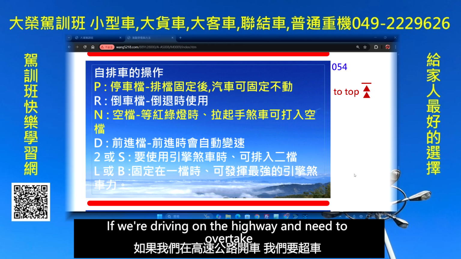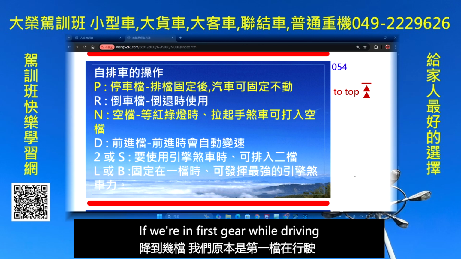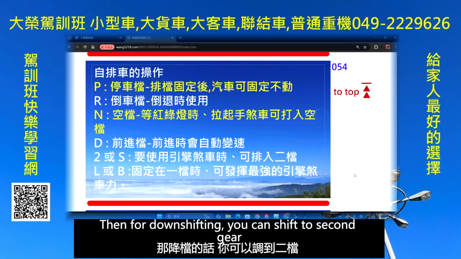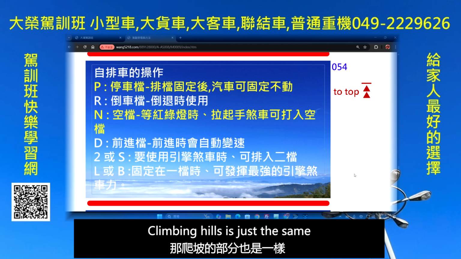If we're driving on the highway and need to overtake, then we need to downshift. If we're in D while driving, then for downshifting, you can shift to second gear. This way, the engine will raise its RPM. Climbing hills is just the same.